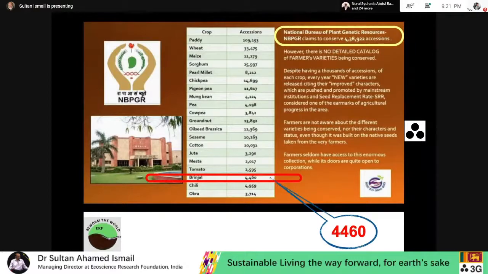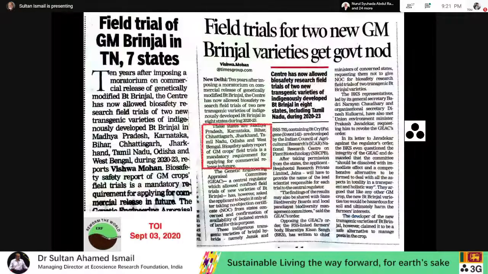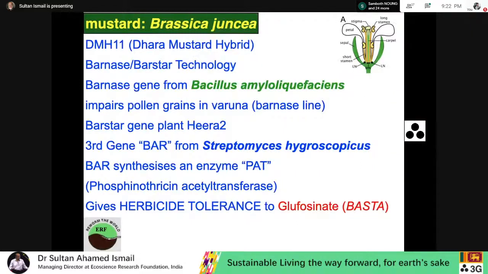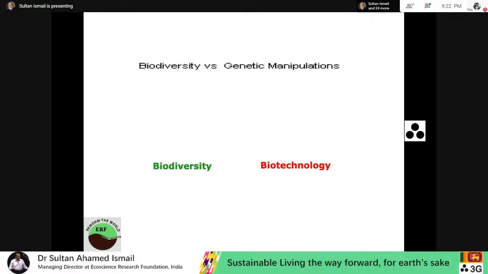Now, unfortunately, the Government of India has permitted trials, and Tamil Nadu has also agreed. On September 3rd, 2020, BT trials were going to start. Then they wanted to bring mustard. With mustard, they cleverly played with the words. They called it Dhara mustard hybrid, not BT, because it can sell. Yes, it is a hybrid, but of a genetically modified parent. Please understand these nuances.